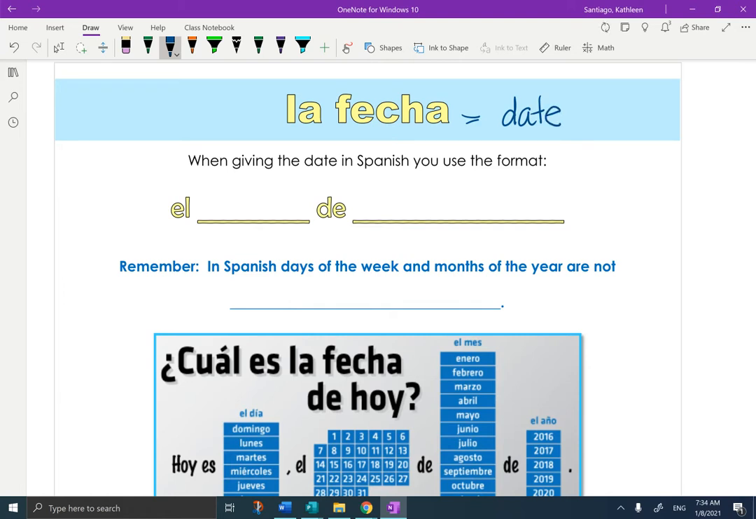When giving the date in Spanish, use the format el and then the number, day and then the month. Remember, in Spanish, the days of the week and the months of the year are not capitalized. If you were writing out today's date, it would be el 7 de enero.